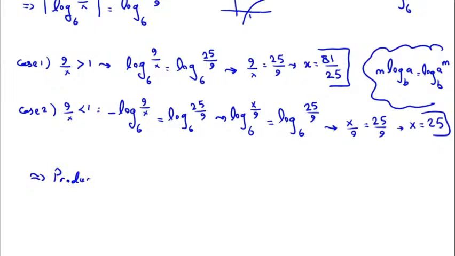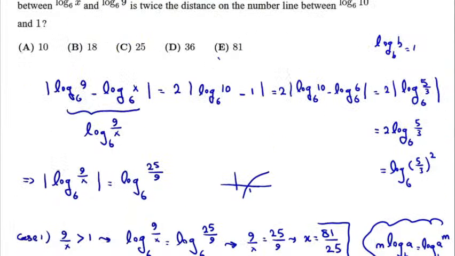Okay, so the product is what? And also, if you pay attention, 9 over x here will be less than 1 because x is 25. So the product equals, and the answer of the problem, 81 over 25 times 25. They will be cancelled, and the answer will be 81, which is E.